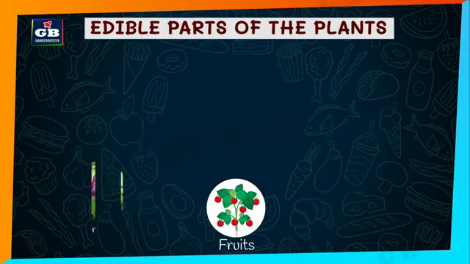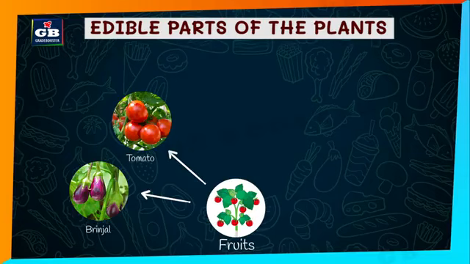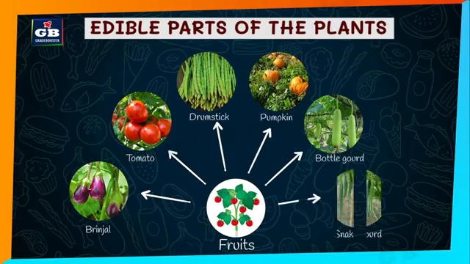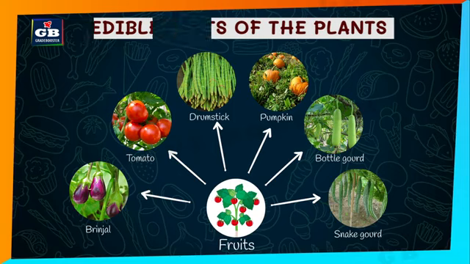Vegetables like brinjal, tomato, drumstick, pumpkin, bottle gourd, snake gourd, all these are nothing but the fruits of some plants. So, we use a large variety of fruits in our food.